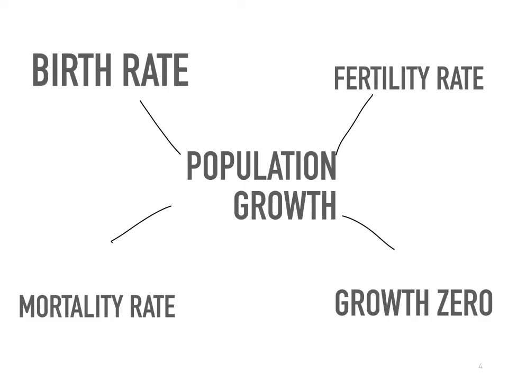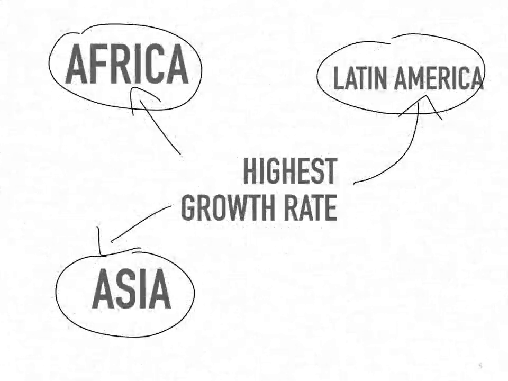The mortality rate is concerned with the number of deaths during a period of time, while the birth rate is concerned with the number of babies born in a place during a period of time. The fertility rate of a population is the average number of children that will be born to a woman over her lifetime. Today, the highest growth rate is in Africa, Latin America, and Asia.